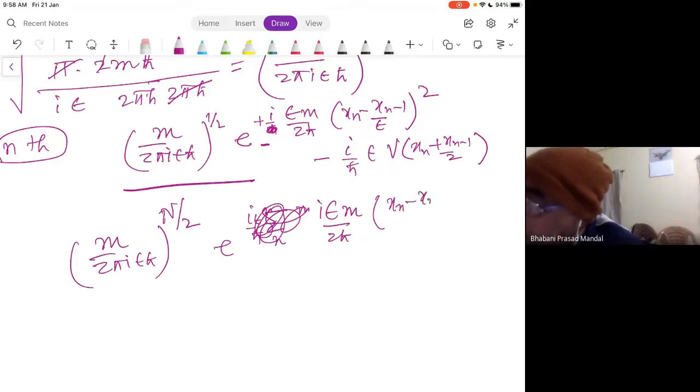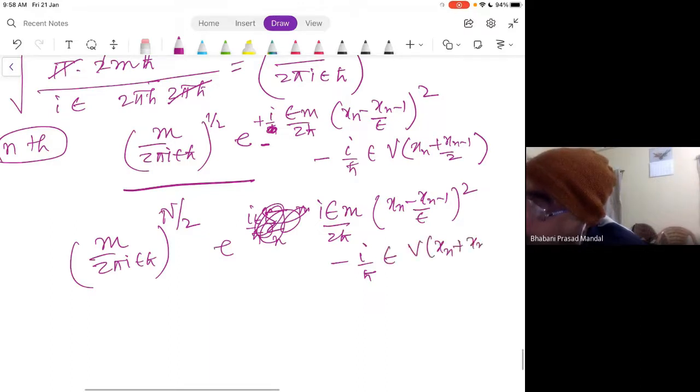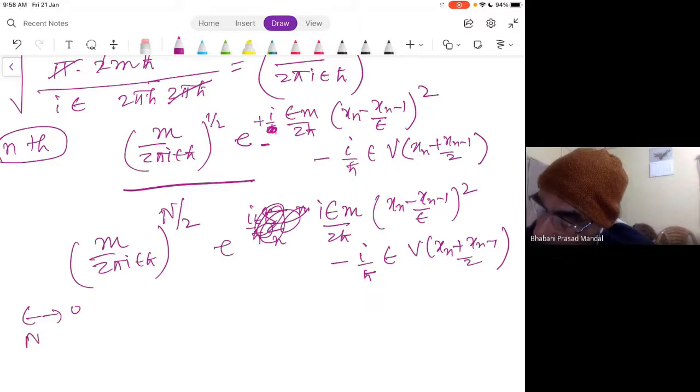(xn minus x(n-1) by ε) whole square and minus i by ħ, so minus i by ε v (xn plus x(n-1)) by 2. Okay. So now you take the ε going to 0, n going to infinity limit, and there is a sum. Remember, there is a sum now because all inner product. So the sum will be n equal to 1 to n.